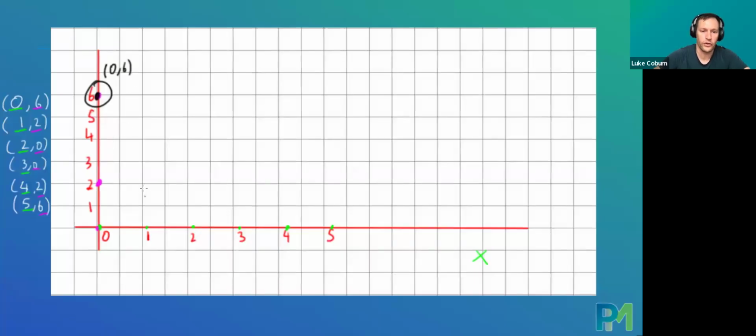And the next one is 1 and 2, so that's the 1 and 2, and this is the 2 and 0, and this is the 3 and 0, and this is the 4 and 2, and this is the 5 and 6 up there.